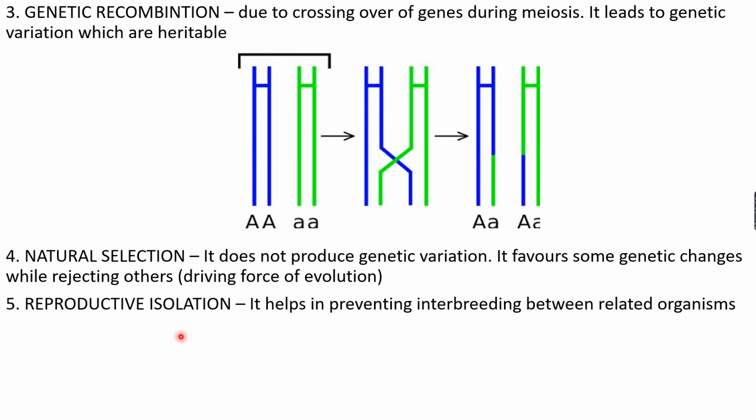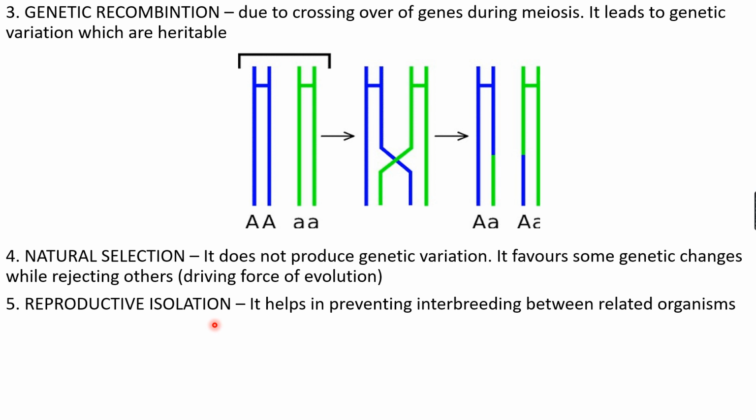So what is the fifth factor? Reproductive isolation. It prevents interbreeding between related organisms. So all the organisms are species specific. They can breed among only their own species. So we call it intra-specific. They can identify the various species and do not interbreed with other species. So that is called reproductive isolation.